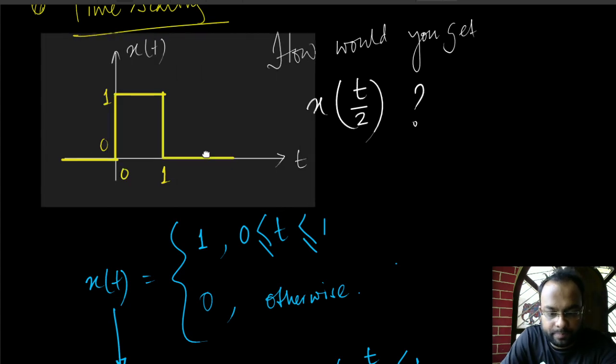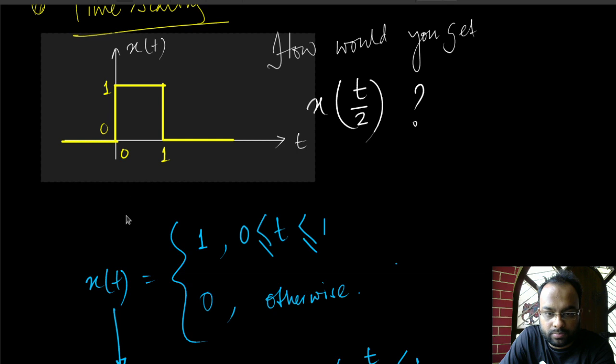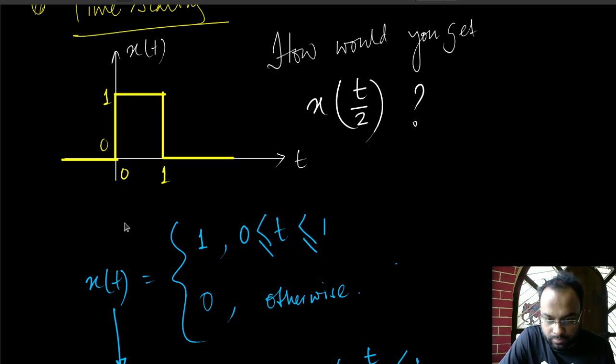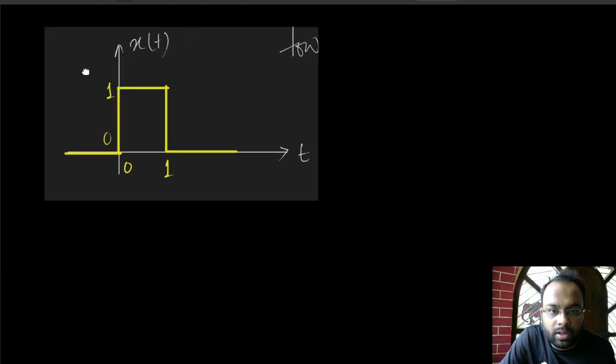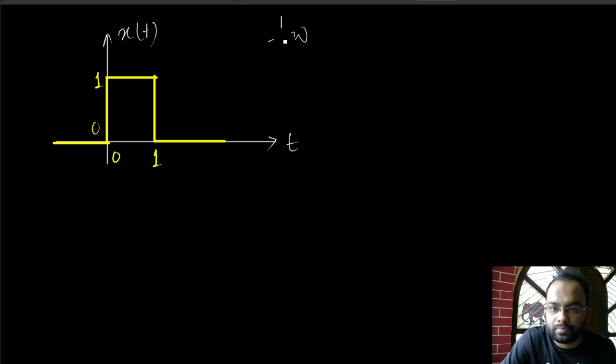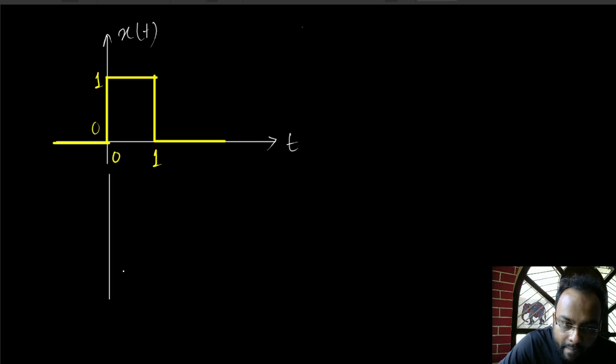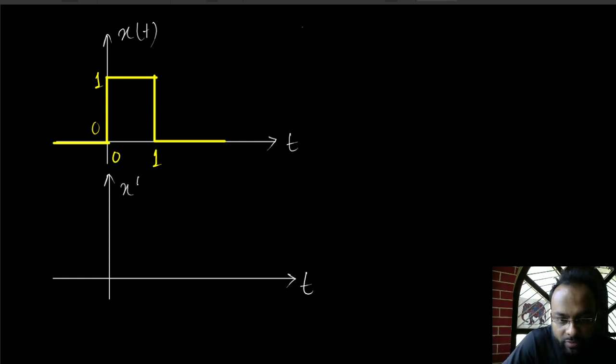you can understand that we have been talking about this. Anyway, so right, so this is x of t, right? And I want to have x of t by 2. So let's draw once again. I want to have x of t by 2, right? So simply this will happen.